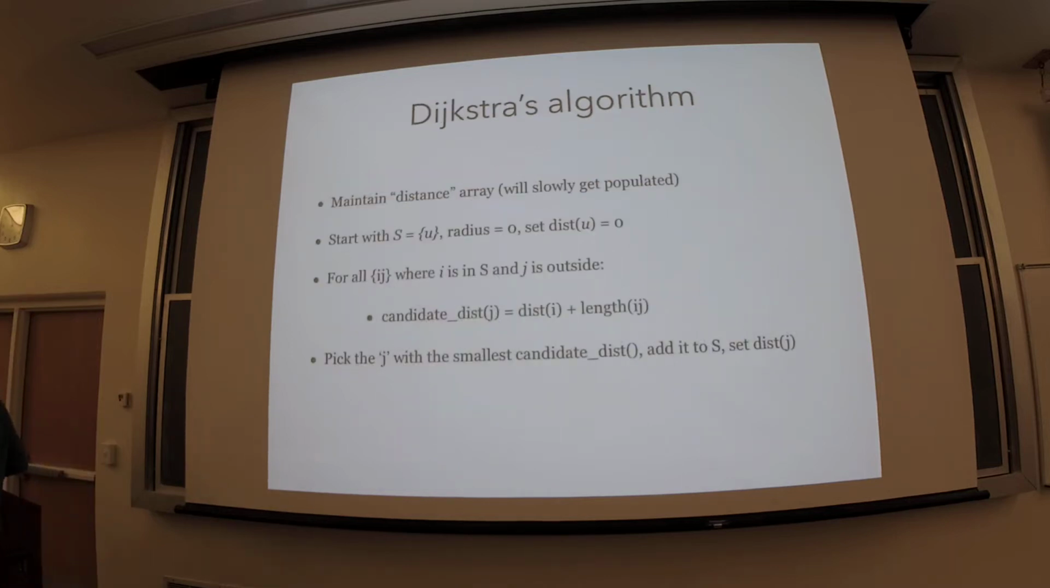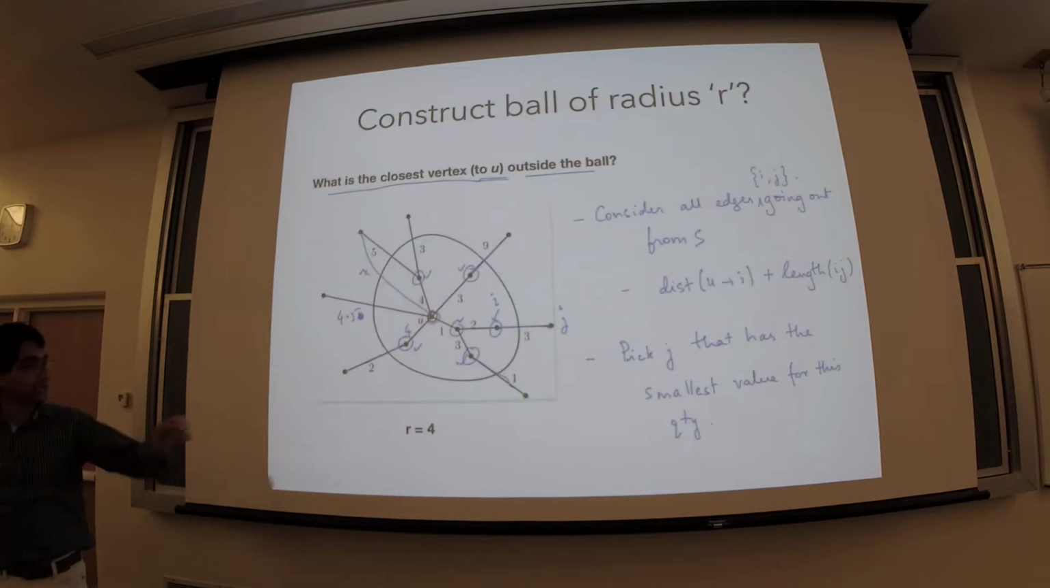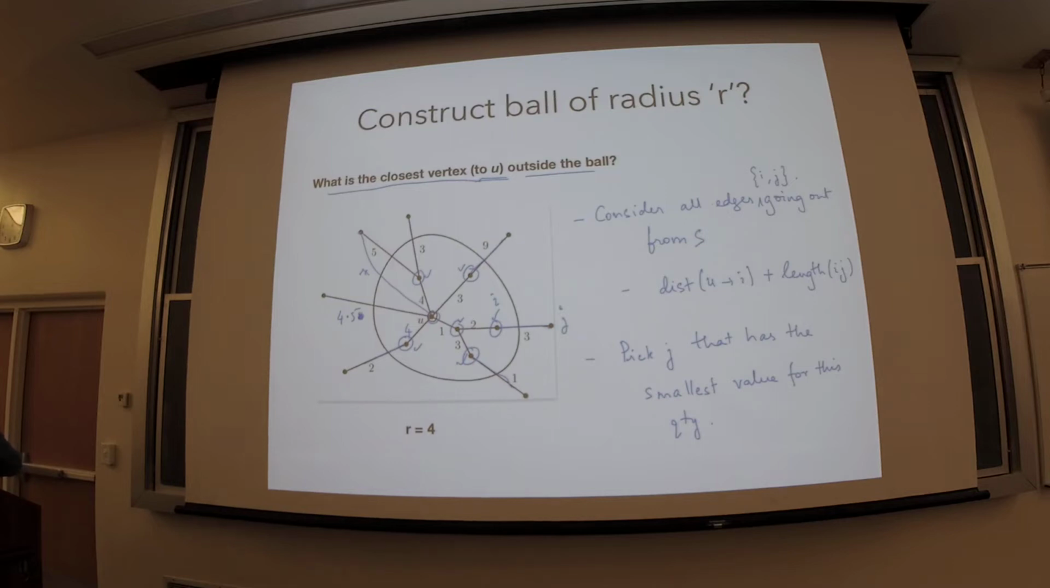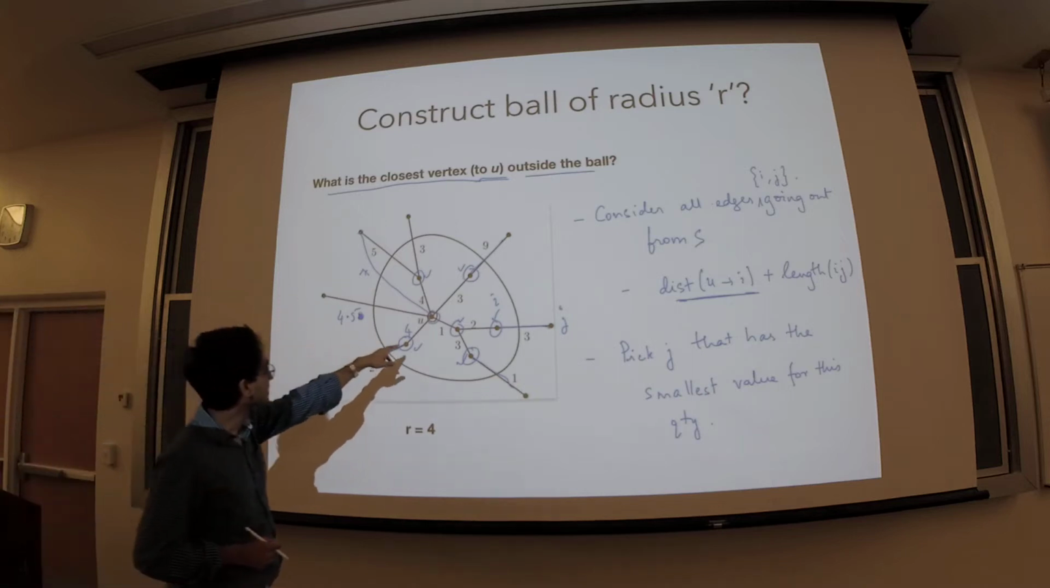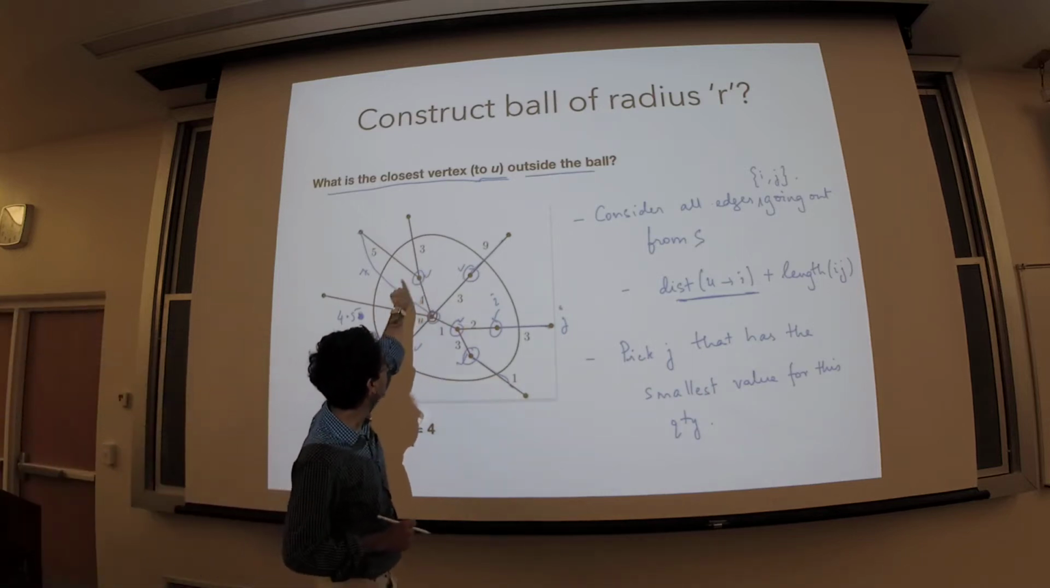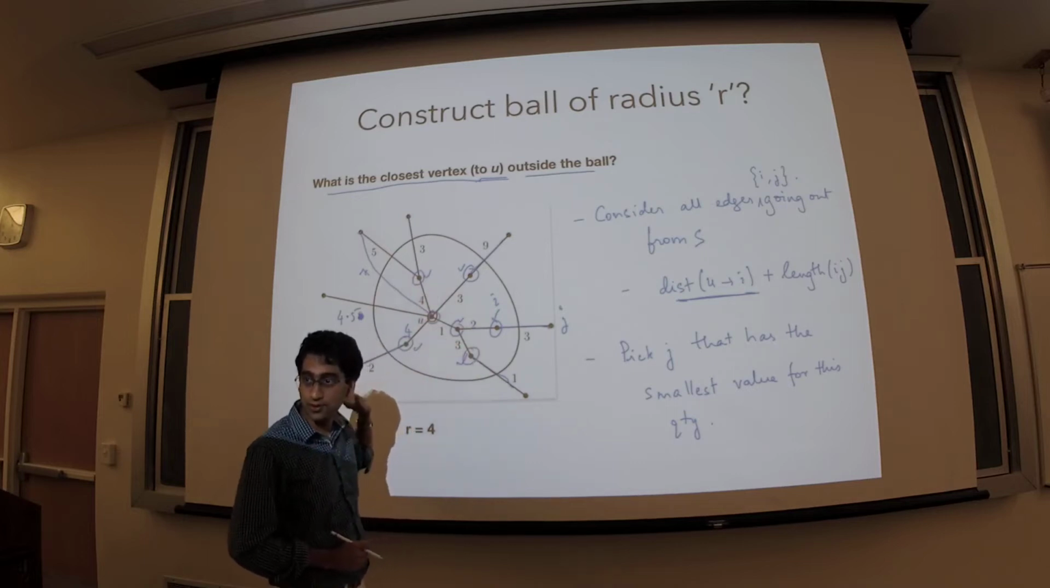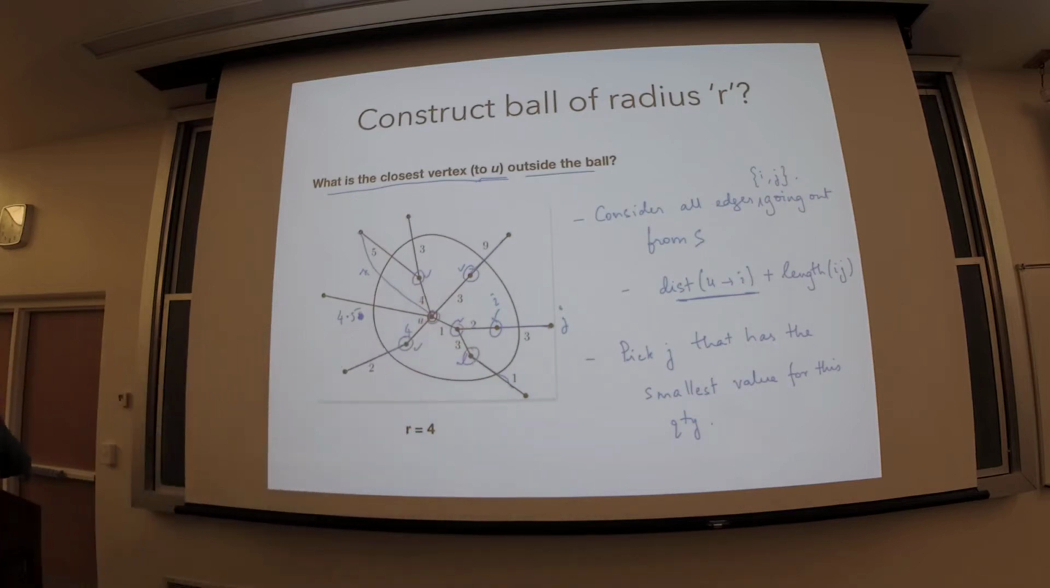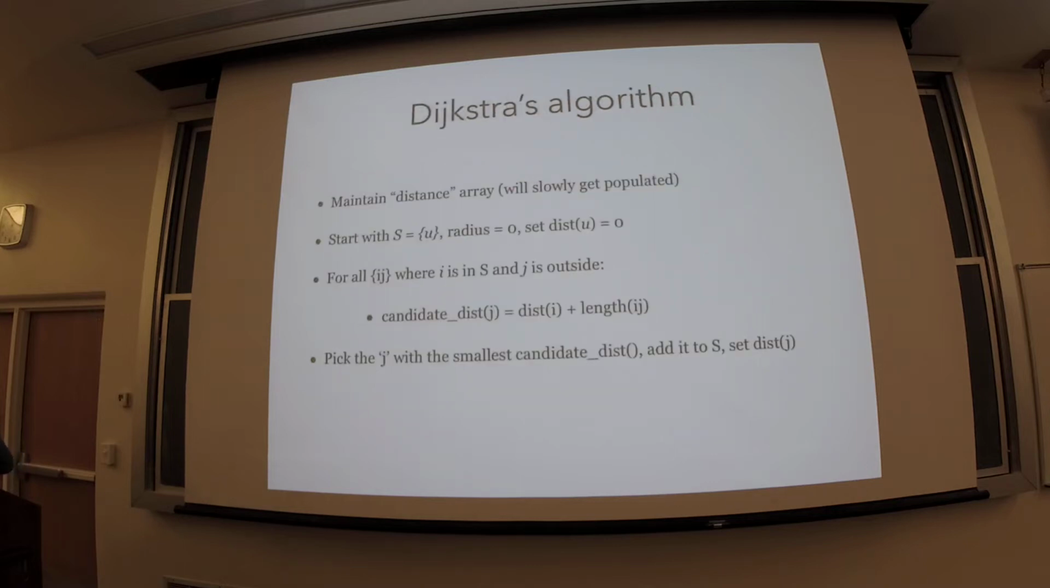Alright, so let me write down the algorithm just to be formal. I've written down the exact same thing that I wrote here, but more formally. So what are we doing here? We are maintaining this distance from U to I at every step. And you don't have the distance from U to I for all I, you only have it for vertices so far in the ball. So that's what I'm calling the distance array, and it will slowly get populated. Initially you only have the distance to U itself, which is 0.